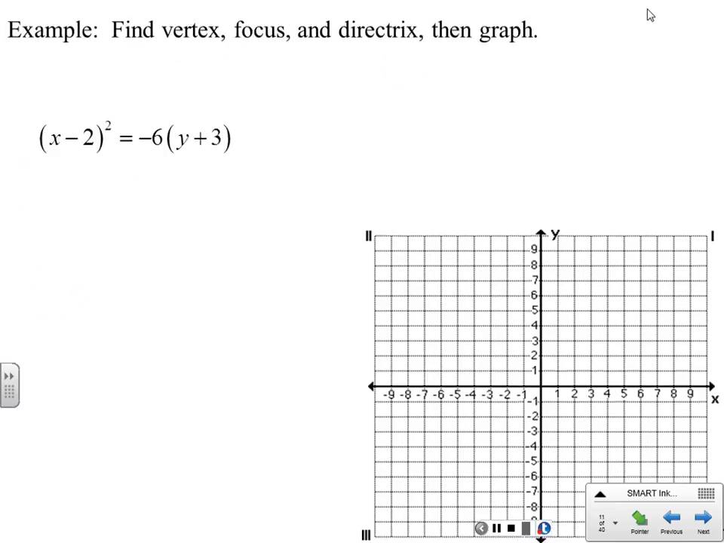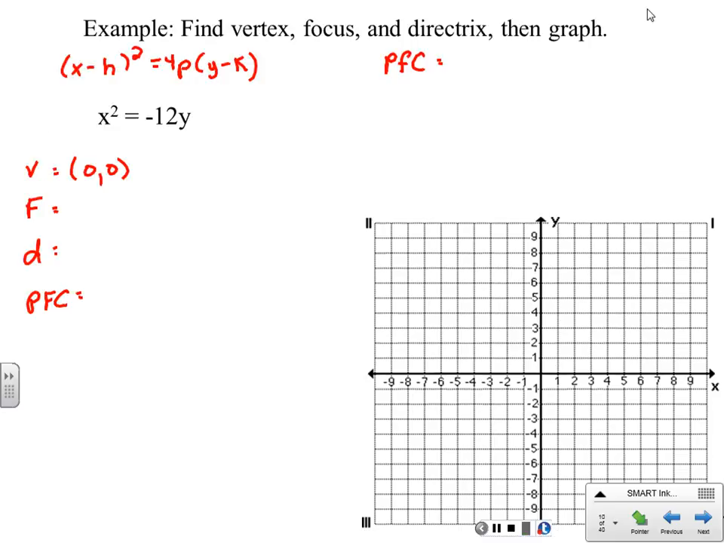Look at this one. Do you see parentheses? What would your vertex be? Parentheses mean you do have values. Parentheses mean you do have H and K. Parentheses mean that the vertex is not at the origin. No parentheses, 0.